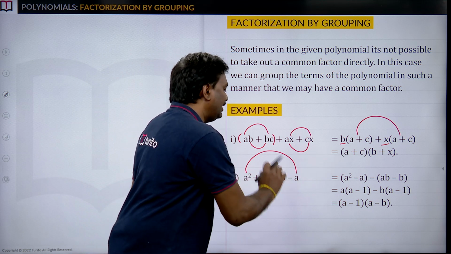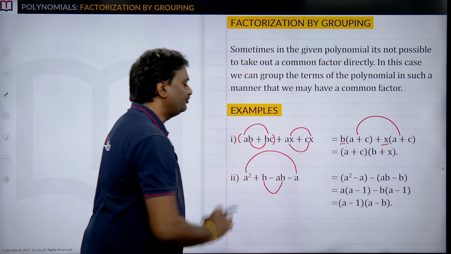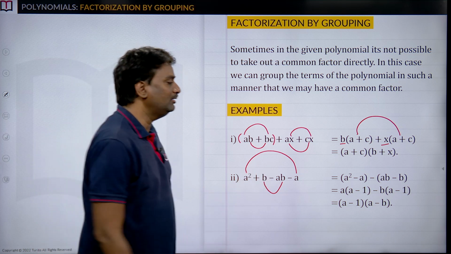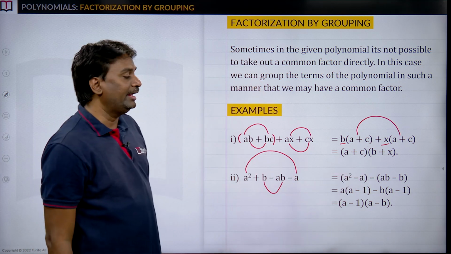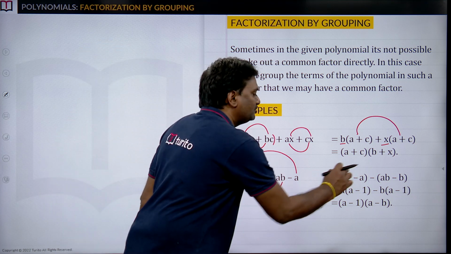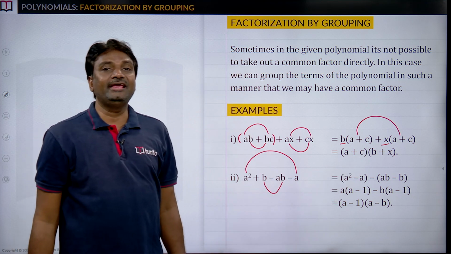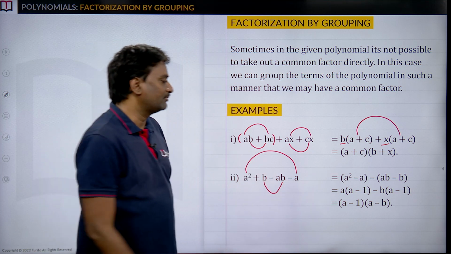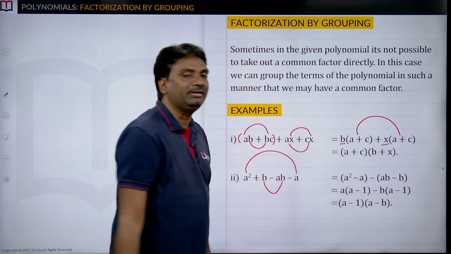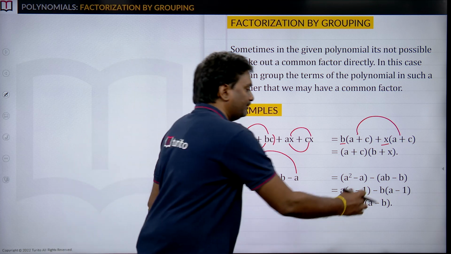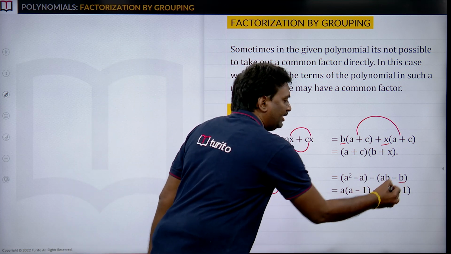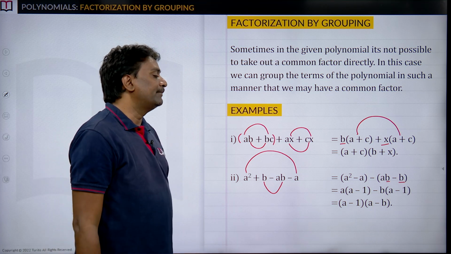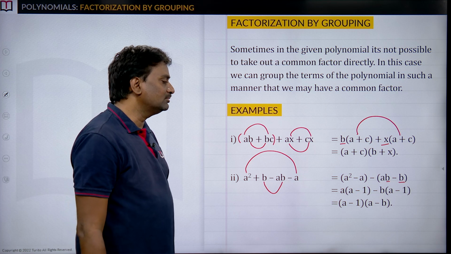By writing b minus ab, from this we can take minus as common. By taking minus as common, you will get minus of ab minus b. From a square minus a, you will get a as common. Why? A square can be written as a into a. So, by taking a as common, you will get a into a minus 1. Here we have b, here we have b. So, by taking b as common, you will get minus b of a minus 1.